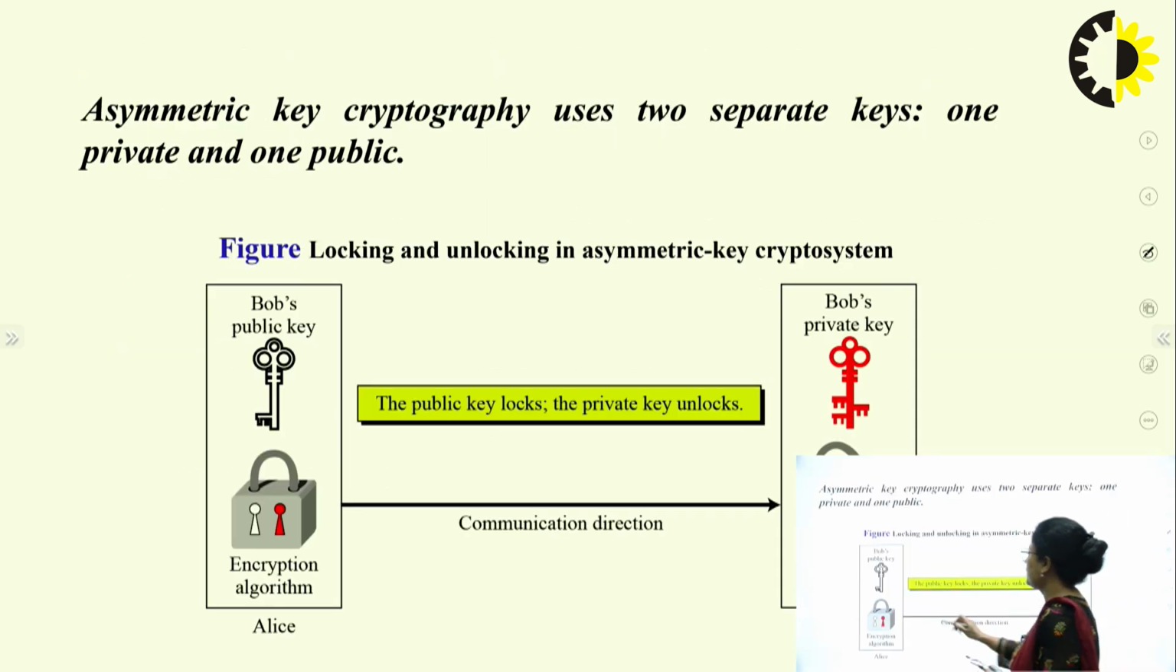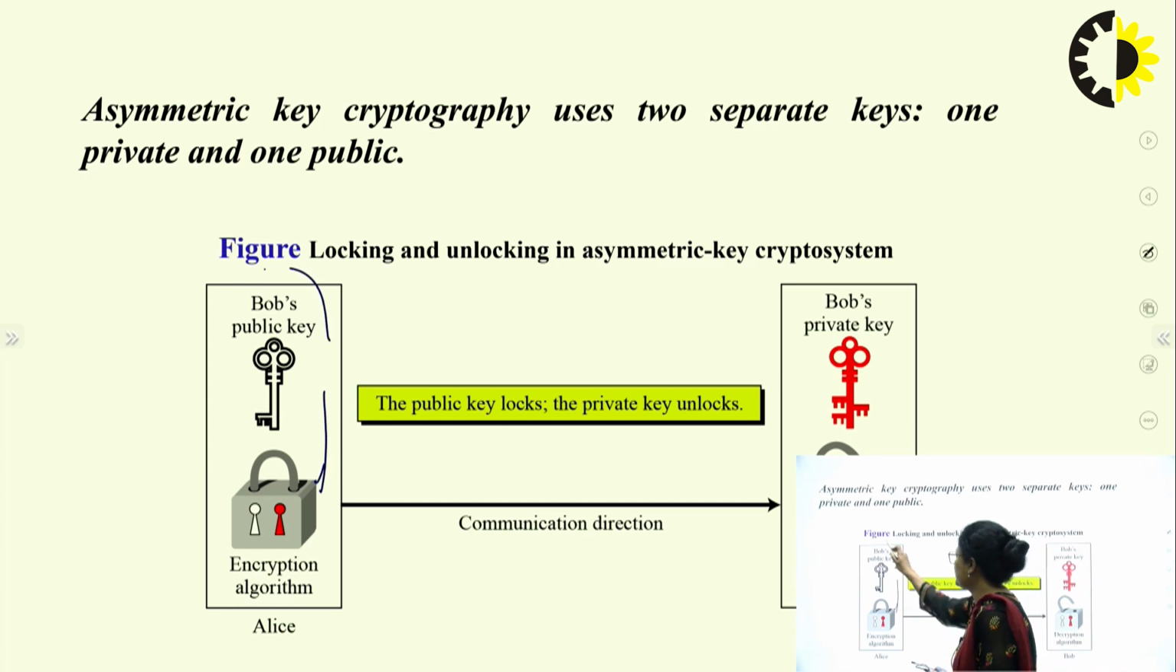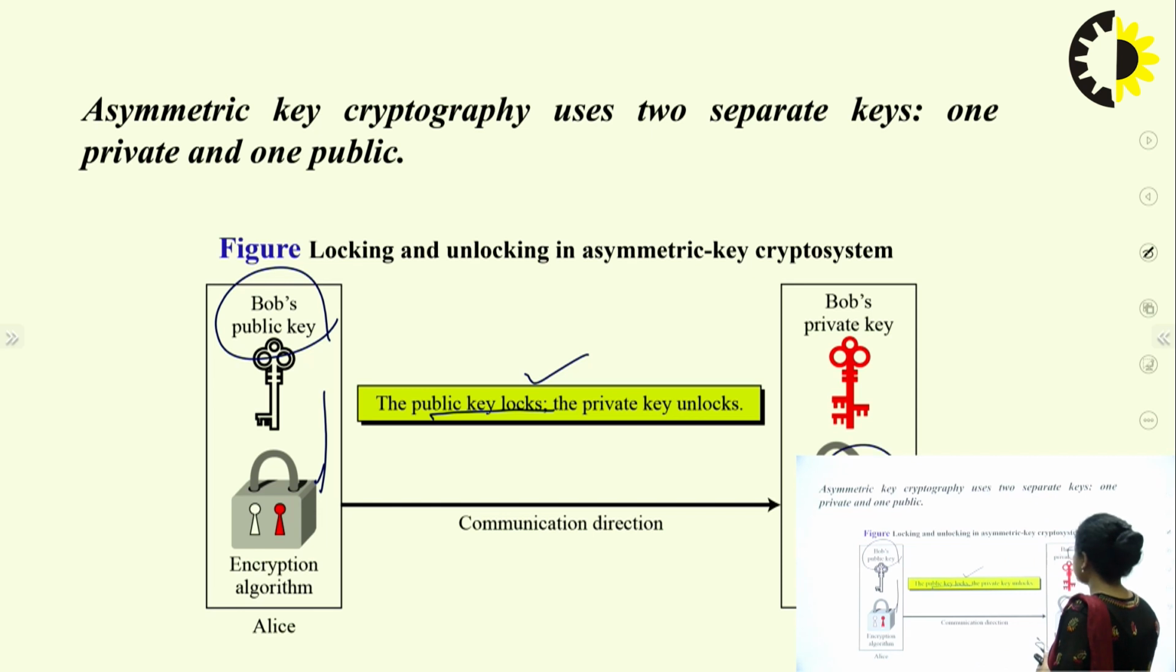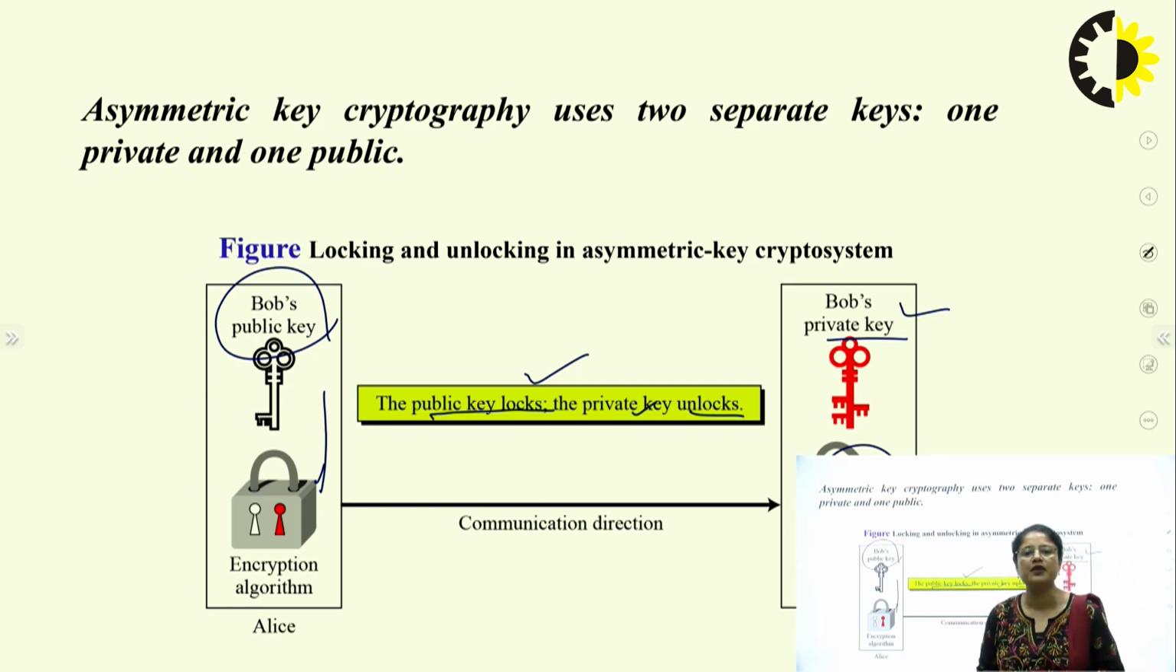So we can say when it comes to encryption, whose public key is used? Bob's public key is used to lock it. And when it comes to decryption, the private key is used. Whose private key? Bob's private key is used. And I already explained right now why we are using this combination out of all the possible three combinations which we have.